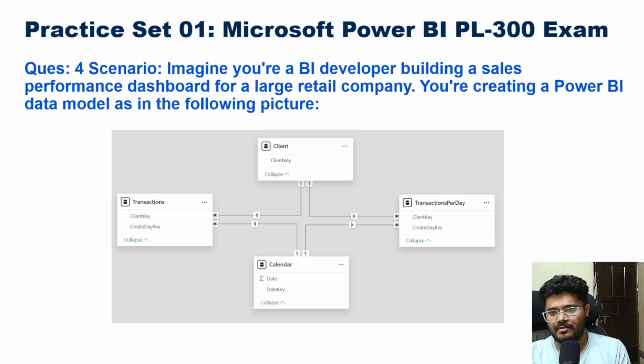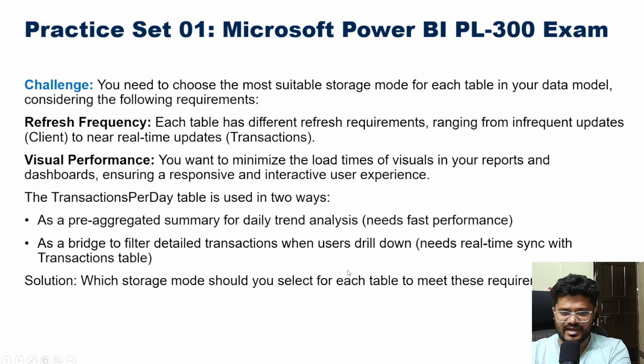So yeah, just come back to the picture. So basically, this transactions per day table, as you can see, is acting as a bridge. It is connecting with client, and is connecting with calendar. So client and calendar are connected via transactions per day, right? Similarly, transaction is connected with client, transaction is connected with calendar. So this is how the connections are made.